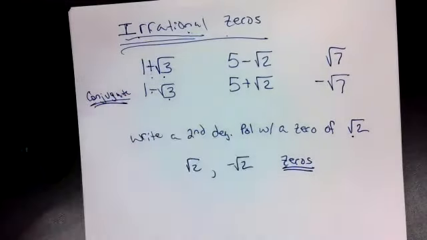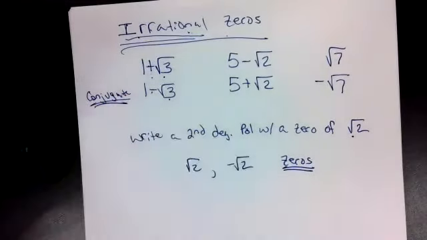And then in the same way, we're going to work backwards. So if this is my 0, then my factor is going to be the opposite of that. So if that's a positive root 2, then my factor is x minus root 2. If my 0 is minus root 2, then my factor is going to be x plus root 2. So then if I want the polynomial, I've got to multiply this together.